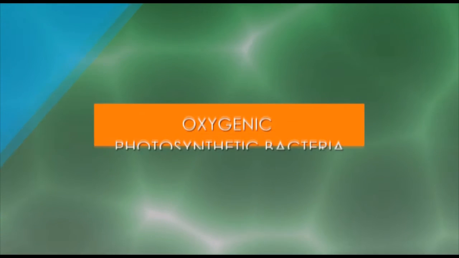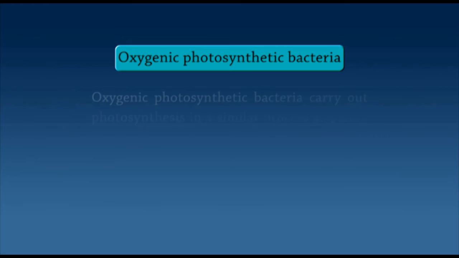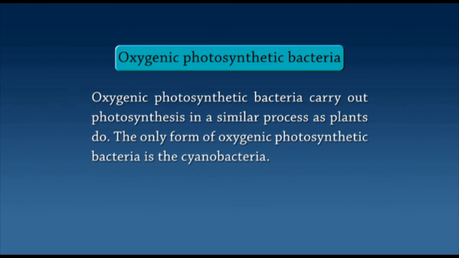Now let's come to oxygenic photosynthetic bacteria. Oxygenic photosynthetic bacteria carry out photosynthesis in a similar process as plants do. The only form of oxygenic photosynthetic bacteria is the cyanobacteria. Cyanobacteria are mostly found in water but can survive on land, in rocks, and even in animal shells and in coral. They are also known to be endosymbionts, that is, they can live within the cells or body of another organism in a mutually beneficial way.